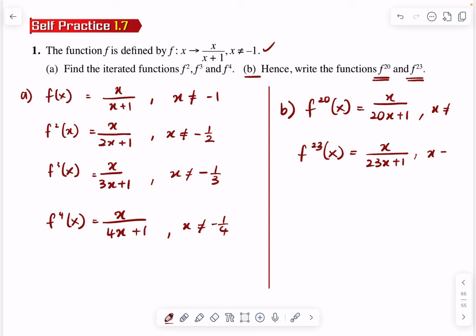Don't forget to write the condition. X cannot be, so here also there is a pattern. If it's 1, it's 1 over 1. 2 is 1 over 2. 3, 1 over 3. 4, 1 over 4. So here x cannot be negative 1 over 20, negative 1 over 23. This is the answer. Done.